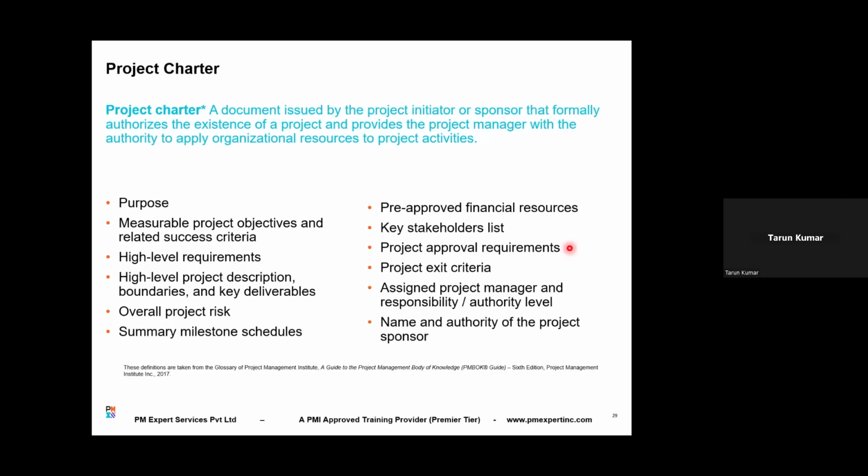So you are saying project approval requirement is a criteria based on which this project is justified, approved, yes. And Pankaj, is it somewhat related to the business case? Yes, obviously, it's the business document, the business case, right, Sudhanshu?